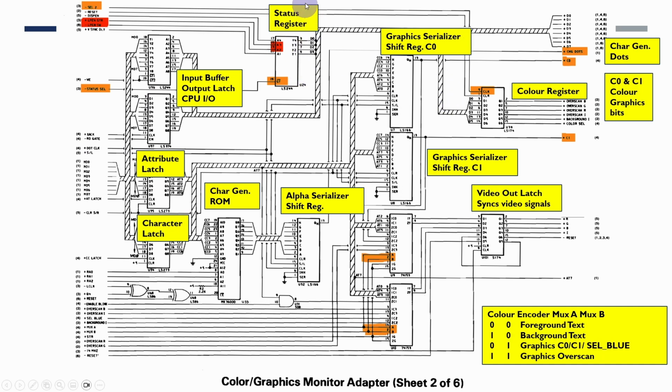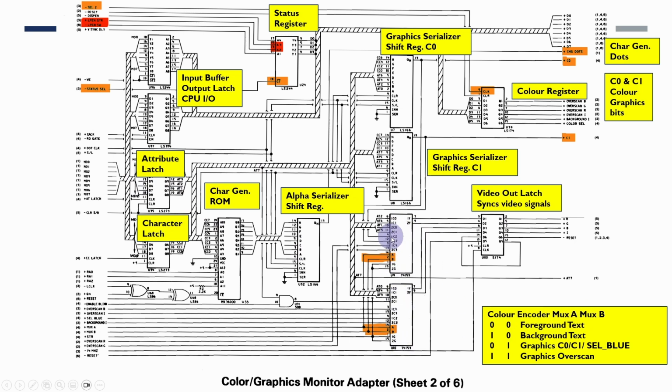So we have a status register here. This is how the PC can query whether we're in a screen blanking period, so it can defer doing updates to the screen until we're not actually updating the output to the screen. There's a data input and output buffers and latches to the CPU. We have the attribute latch and the character latch. So the character latch drives the character generator ROM and the alpha serializer that produces the bits to determine when we're showing the various pixels of the characters. And the attribute latch, when in text mode, in fact goes through and controls the color output.